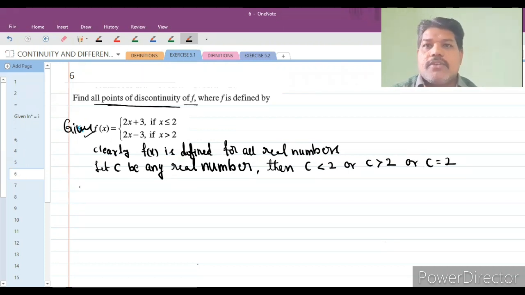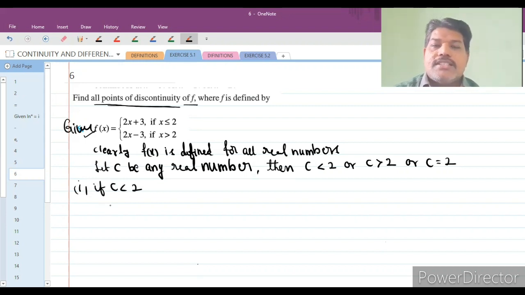First case, I will take that C is less than 2. If C is less than 2, what happens to f of C? If x is less than 2, f of x value will become 2x plus 3. So for C less than 2, f of C will become 2 into C plus 3.